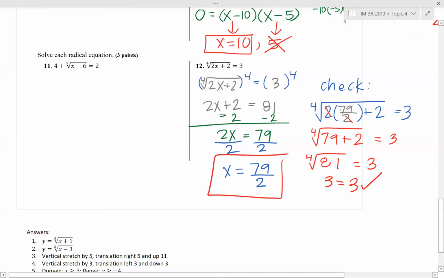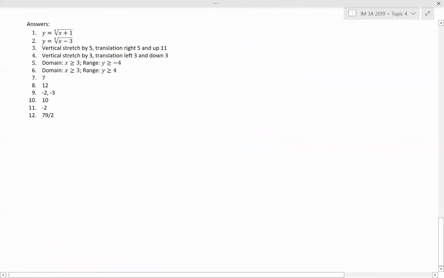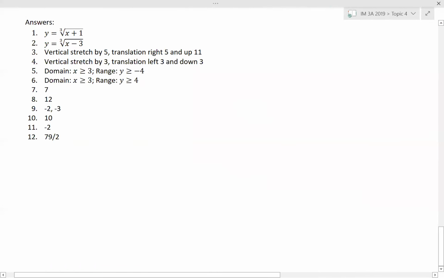Just in case you lost them, here are the answers to all of the problems. So remember that the odds that I skipped follow the same process, and those are the solutions.